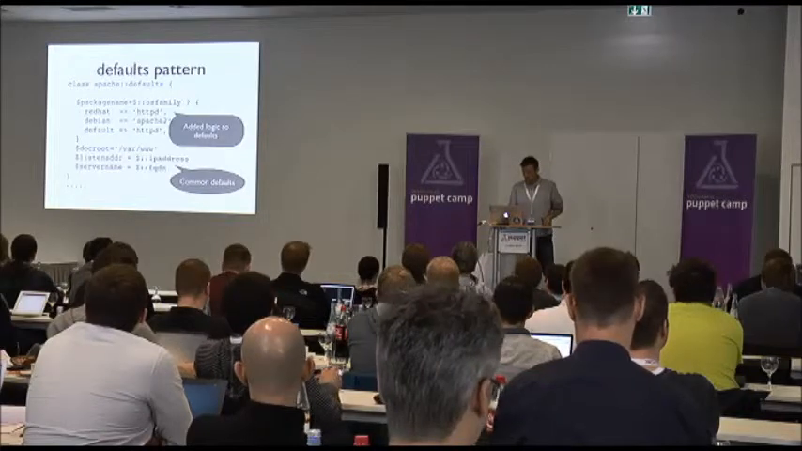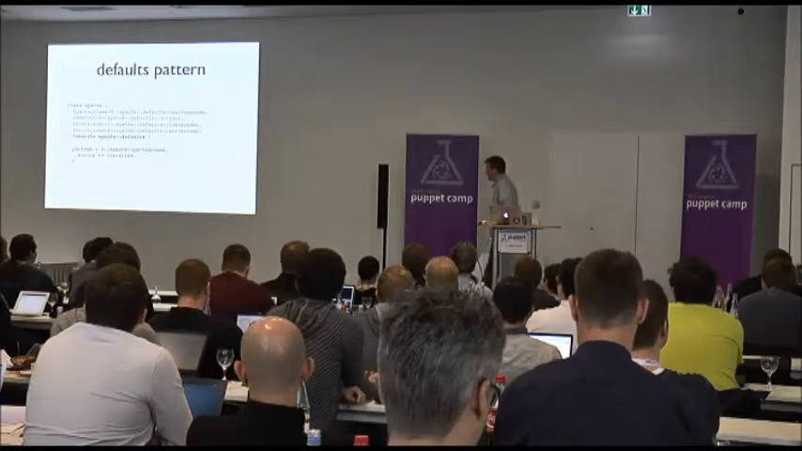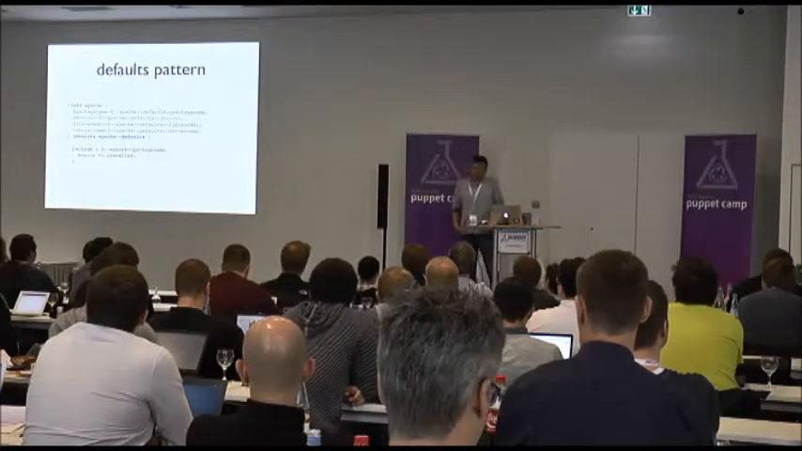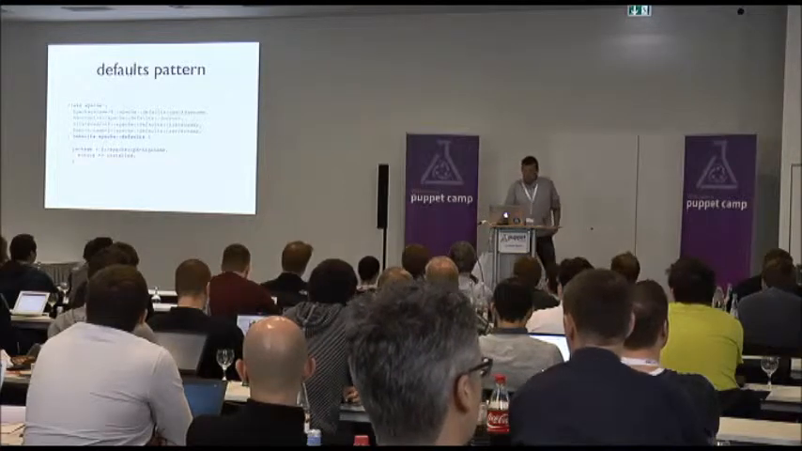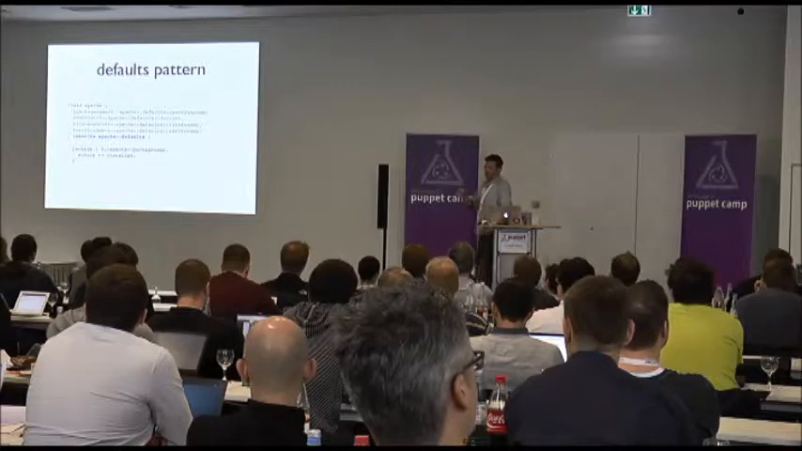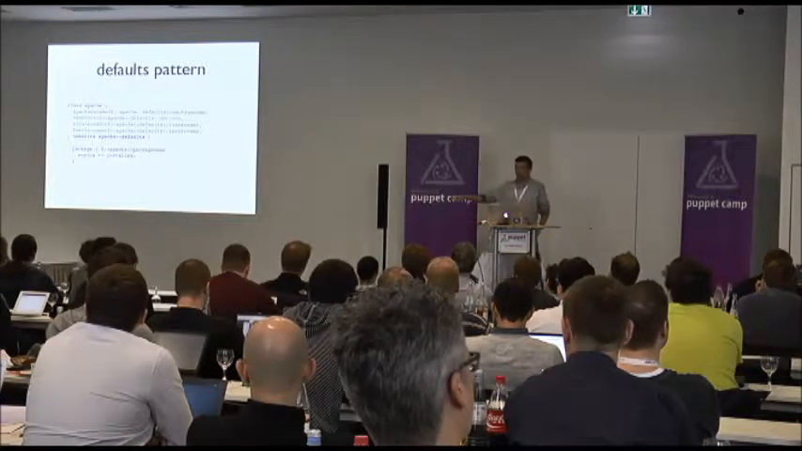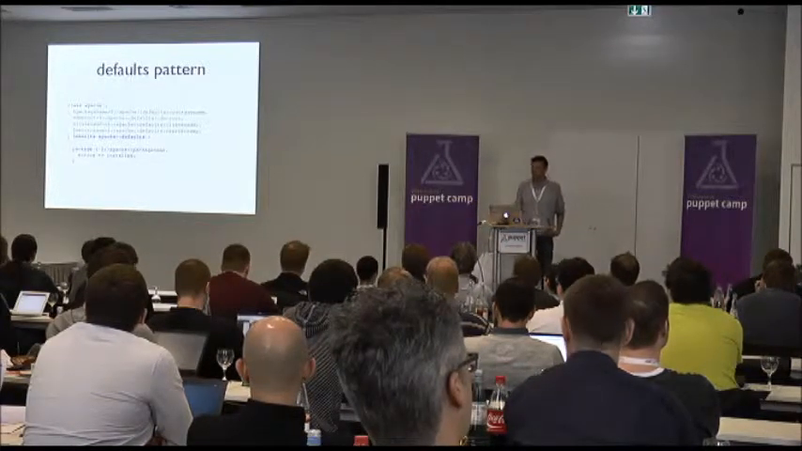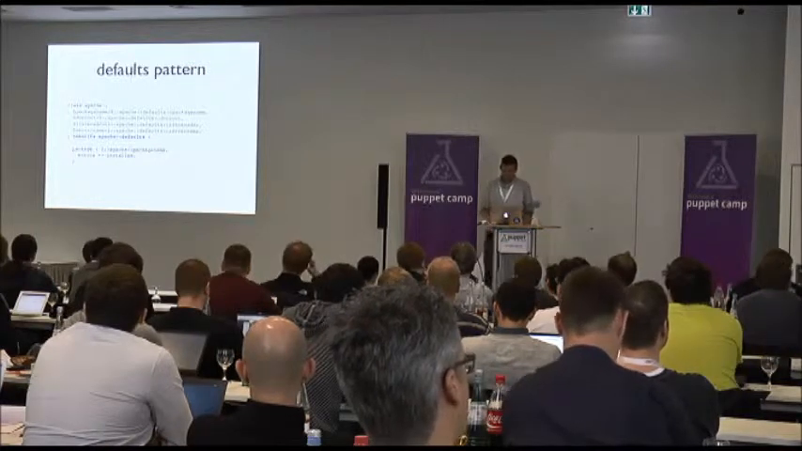And then our parameterized class can just inherit from that. And when we refer to these configuration variables within our manifest now, we always refer to the one that's in the base class. We never ever want to be talking to the one in the defaults class, or we'll lose the ability to override that from Hiera.